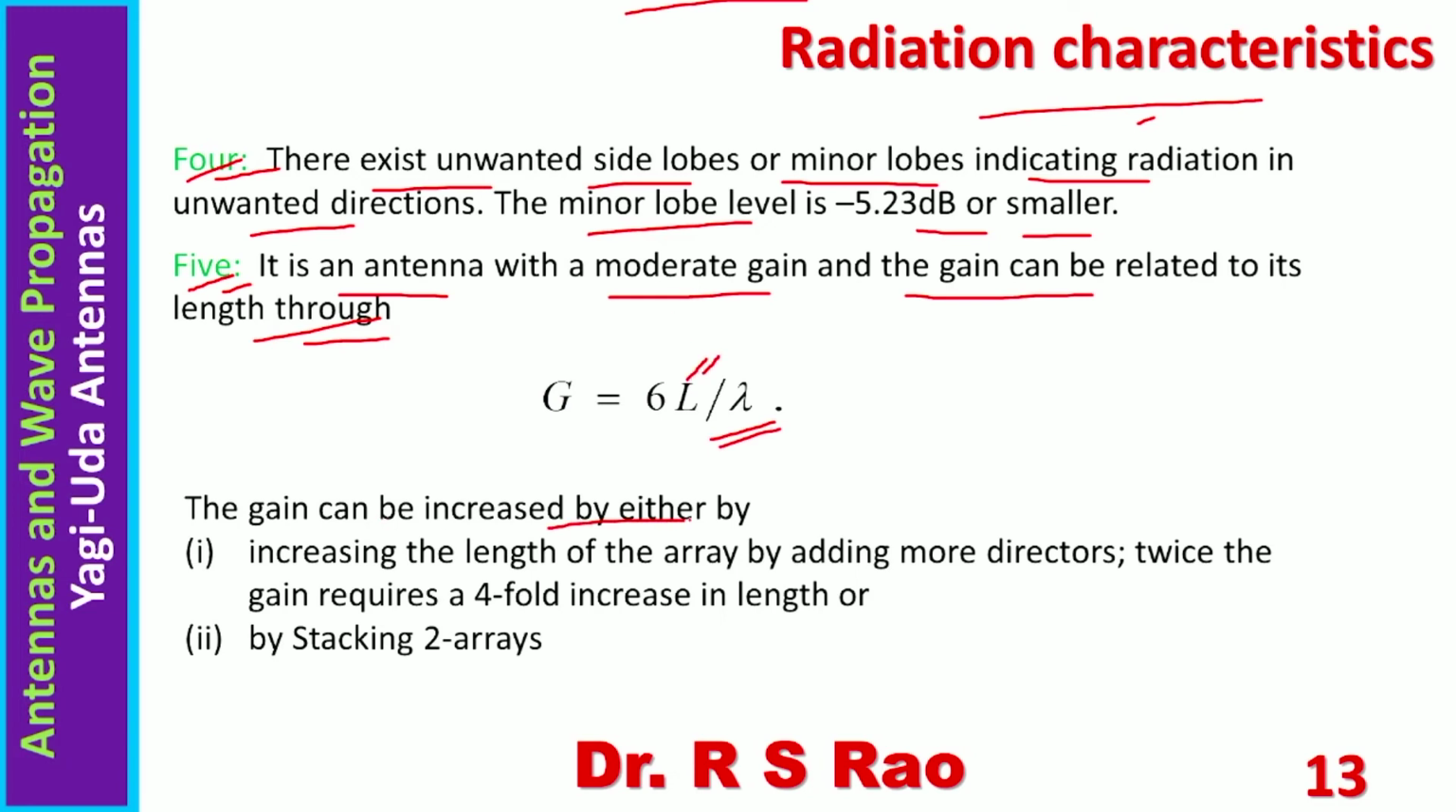The gain can be increased either by increasing the length of the array, by adding more directors. Twice the gain requires a four-fold increase in length. Or by stacking two arrays. These are two methods by which one can have more gain from Yagi.